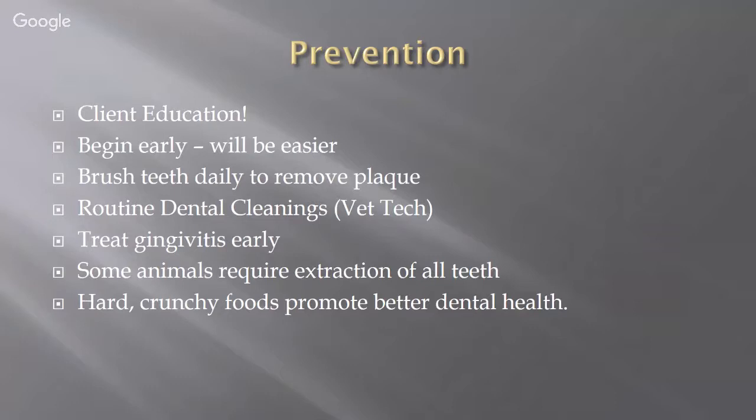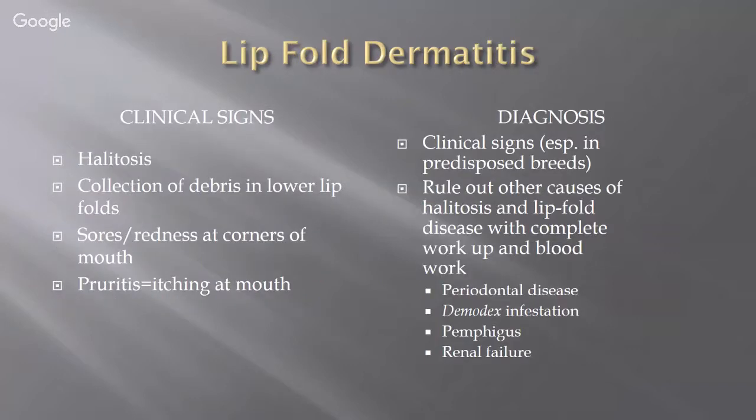We want to treat gingivitis. If we find it, we want to treat it early. Some animals will require extraction of all teeth, and that makes them much more comfortable. So a lot of people have a problem with extracting teeth, but if it makes the animal more comfortable, it's absolutely worth it. If they can eat hard, crunchy foods, that promotes better dental health.